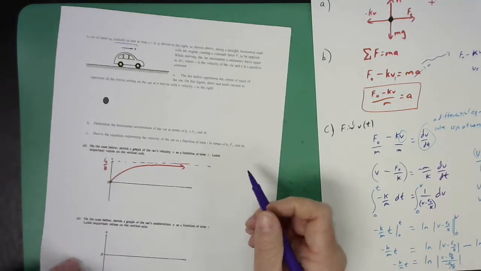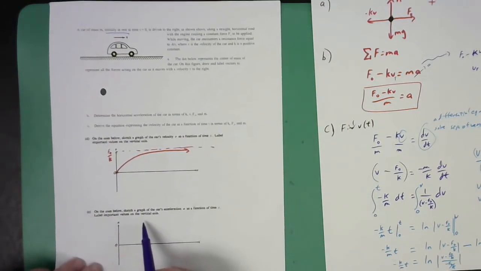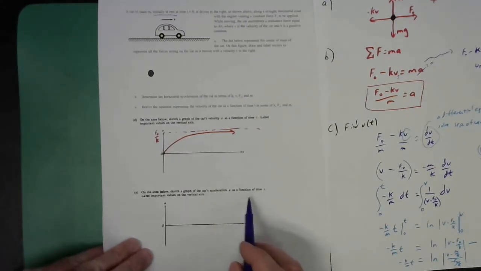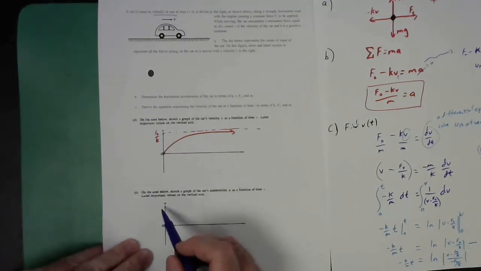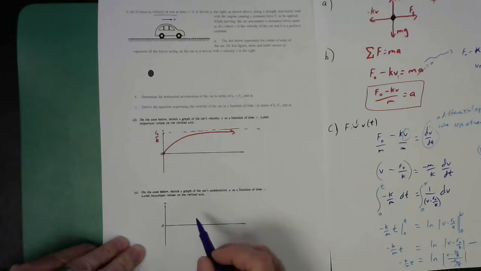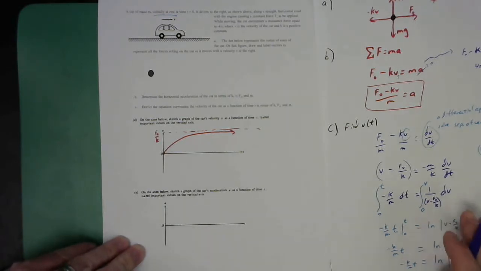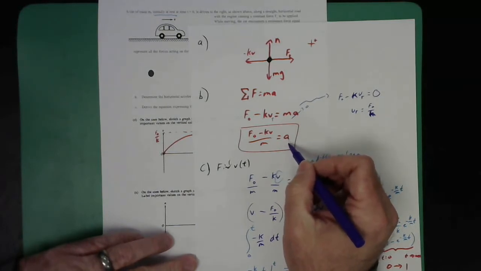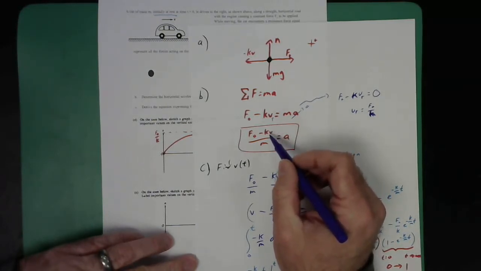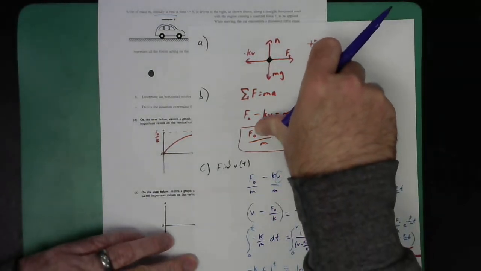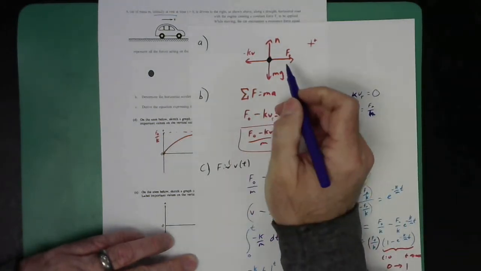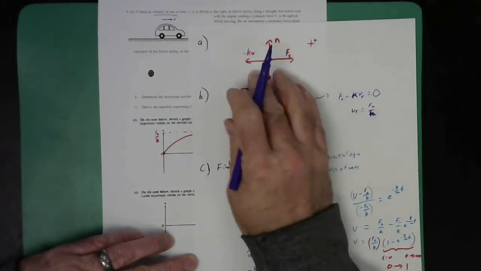Okay. Last part. On the axis below, sketch a graph of the car's acceleration, A, as a function of time t, and label any important values on the vertical axis. All right. So we know that our starting velocity was 0. So my starting acceleration is F naught over M. At the start, I just have this big force pushing in the positive direction.